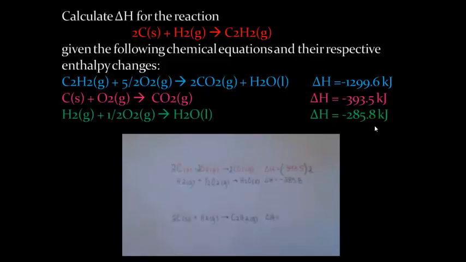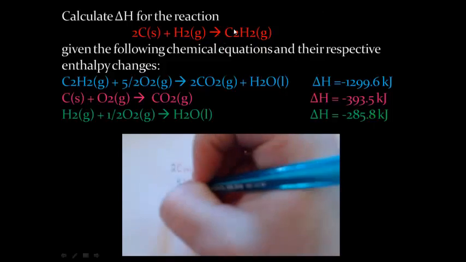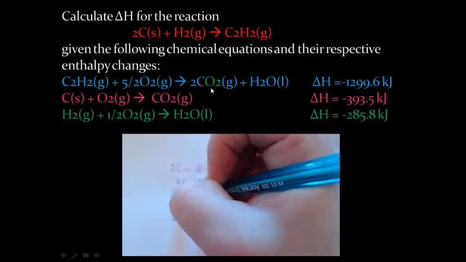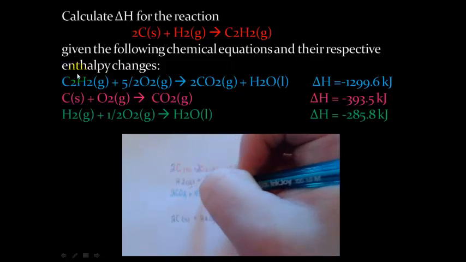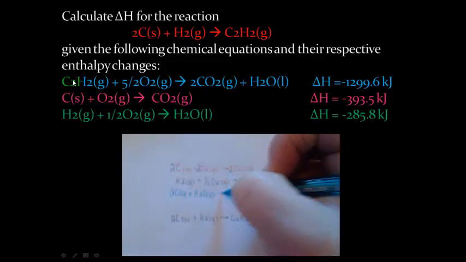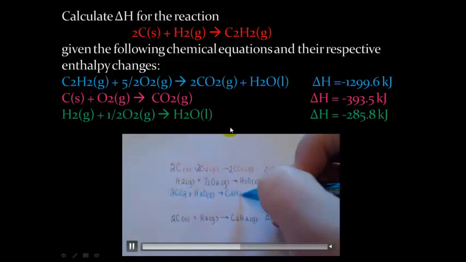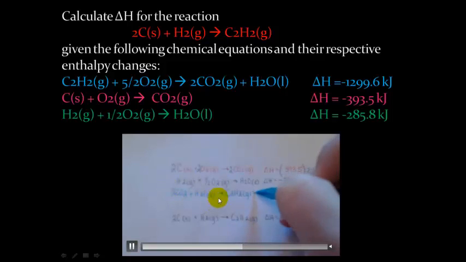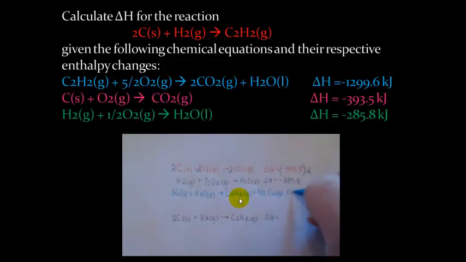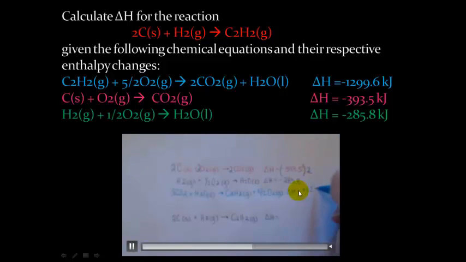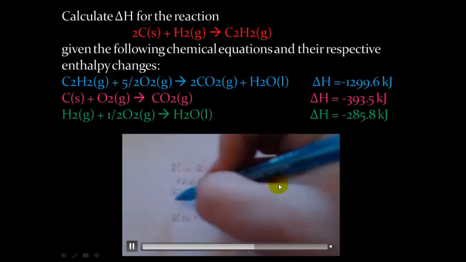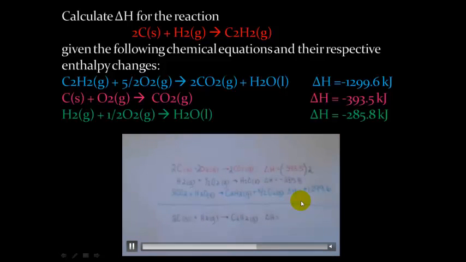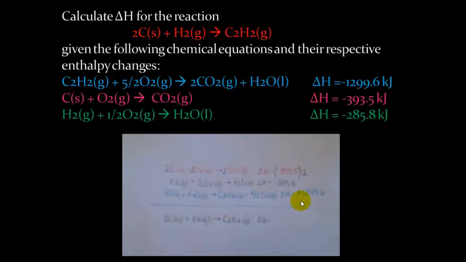Now the last thing that we need is this C2H2, and the only equation that has it is this blue one up top, but you can see it's on the wrong side. So what we have to do is flip this so that the products are on the left and the reactants are on the right, because we want the C2H2 on the right. And so if we flip it, remember we have to change the sign of the delta H, so it changes to positive 1299.6. And now what we're going to do is add these equations together.